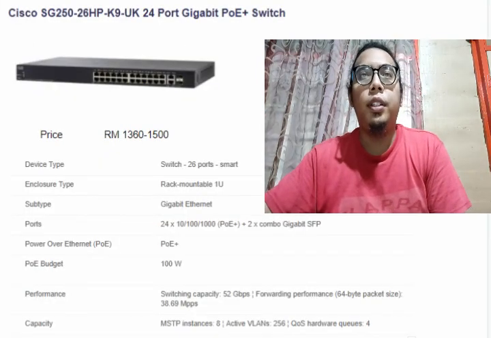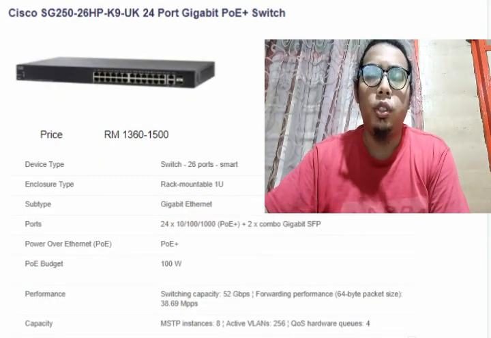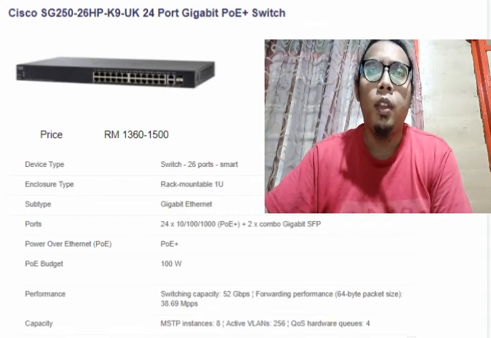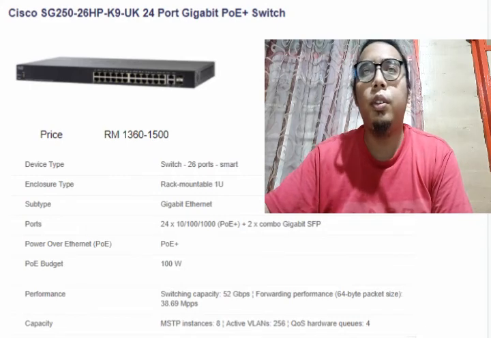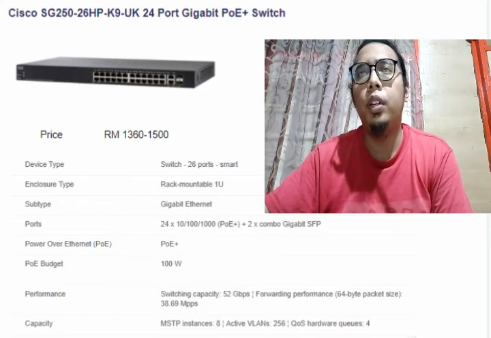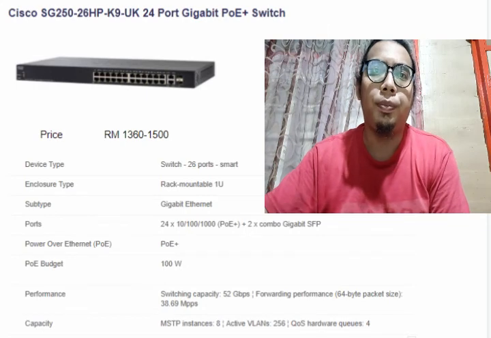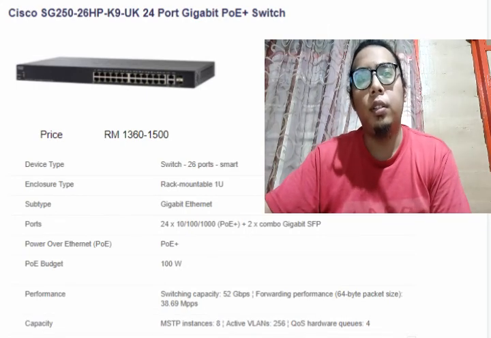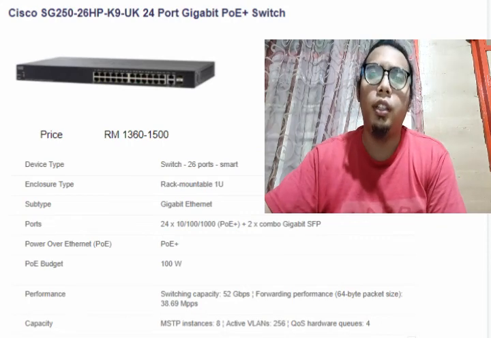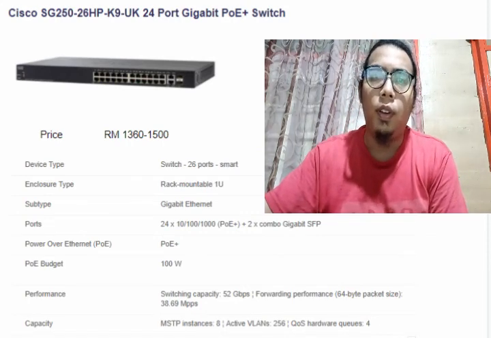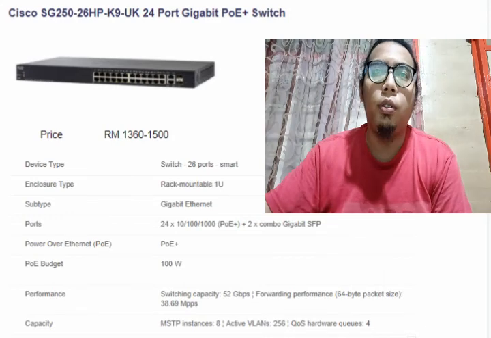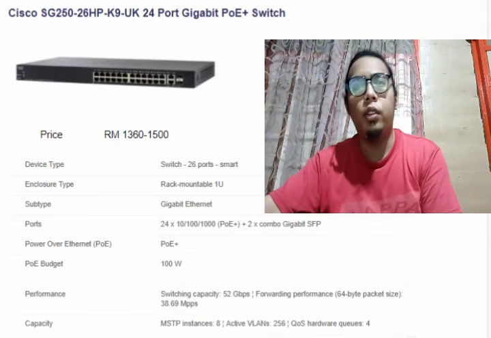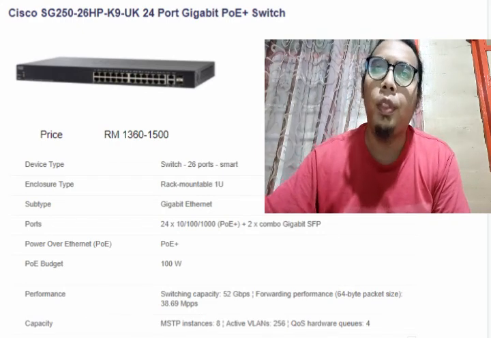Okay, the next one is a Cisco SG250-26HP-K9-UK 24 port gigabit PoE+ switch. The price of this switch is about 1,360 ringgit to 1,500. The quantity that we use is only one. This switch has 24 ports.